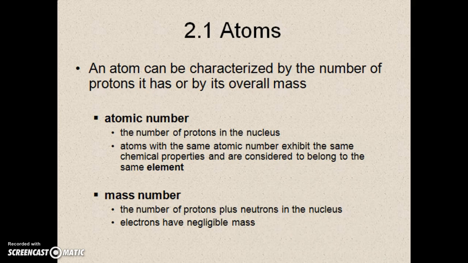There are a couple of ways that we can quantify atoms in numerical ways. One of them is the atomic number, which is the number of protons that an atom has in its nucleus. So atoms with the same atomic number will behave similarly in a chemical manner. So that would be, they would belong to the same element. Whereas the mass number of an atom is the number of protons and neutrons in the nucleus. The reason we don't count electrons in the mass number is because they have such negligible or almost indistinguishable mass.